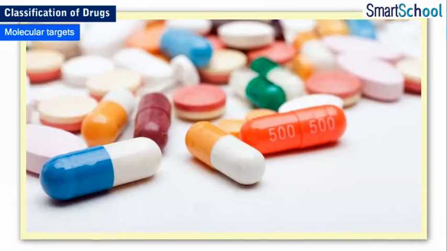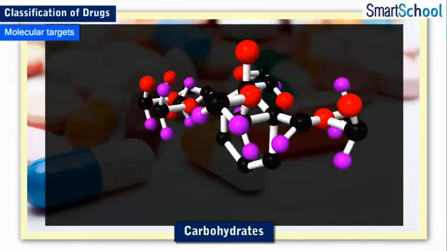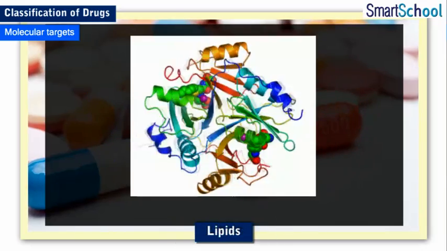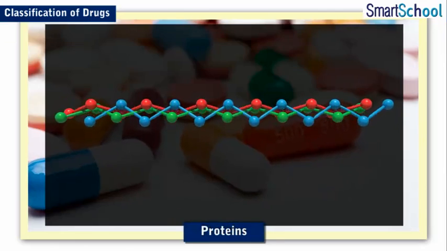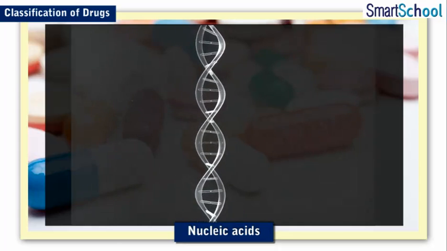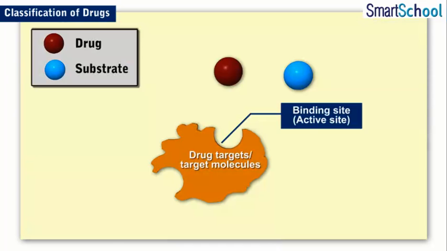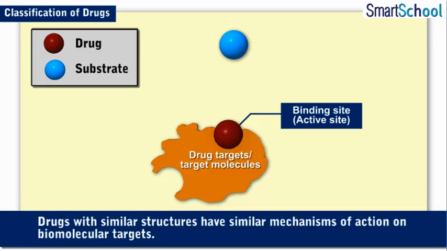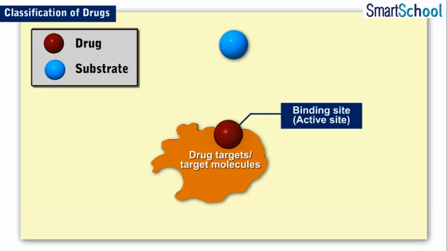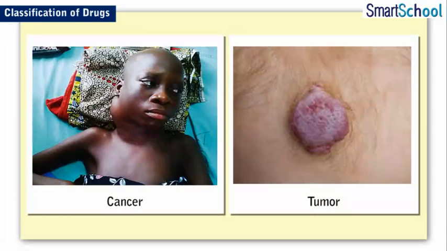Drugs usually interact with biomolecules such as carbohydrates, lipids, proteins, and nucleic acids. These biomolecules are called drug targets or simply target molecules. Drugs with similar structures have similar mechanisms of action on biomolecular targets. Drugs classified as per their molecular targets are especially used in the treatment of major ailments such as cancers and tumors.